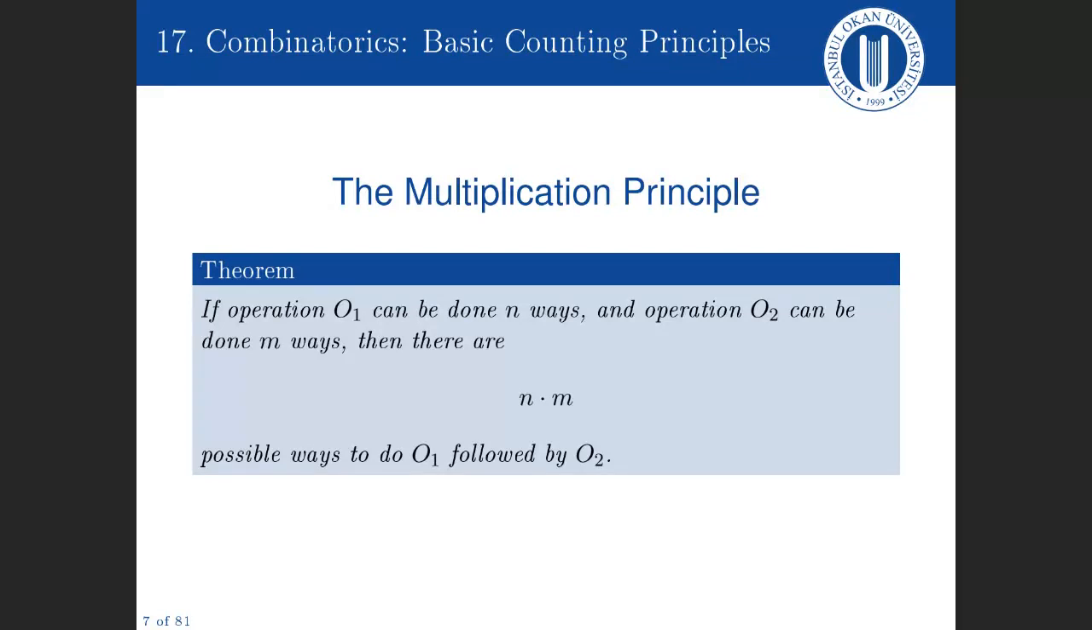Next, let's move to the multiplication principle. If an operation O1 can be done in n ways, and another operation called O2 can be done in m ways, then that means there are n multiplied by m possible ways to do O1 followed by O2.